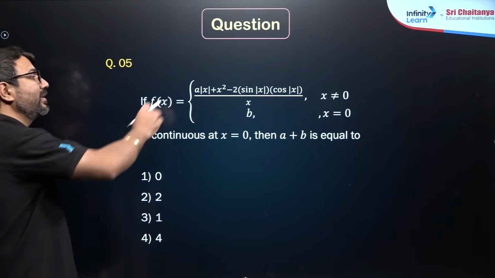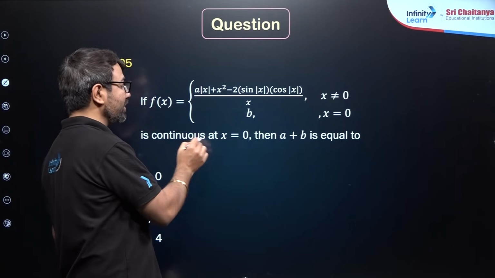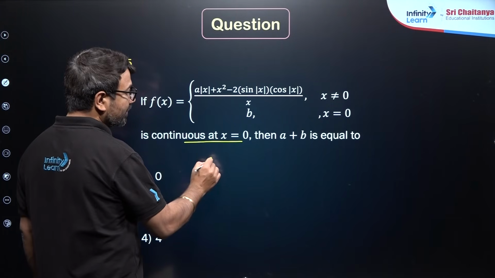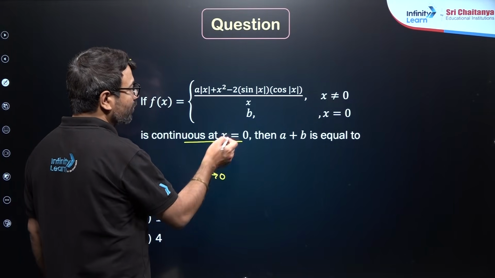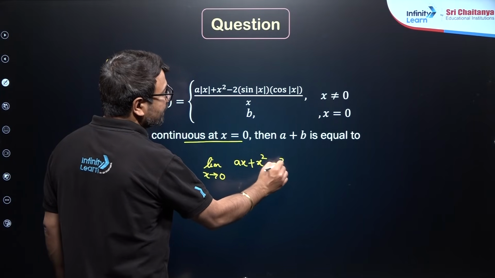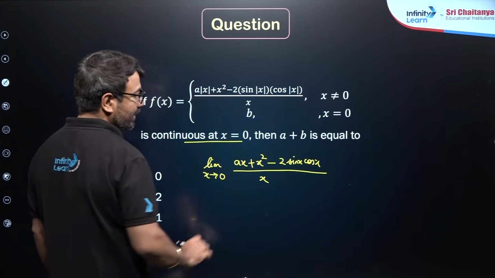Here they have said that the limiting value for x tending towards 0 is equal to b, because it is continuous at x equals 0. What you will do, you will start with the right hand limit. Limit of x tending towards 0 plus, so mod x will be replaced with x. You will have ax plus x square, and then minus 2 sin x cos x, and then whole divided by x.